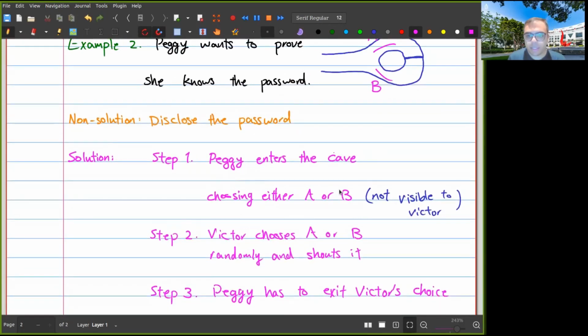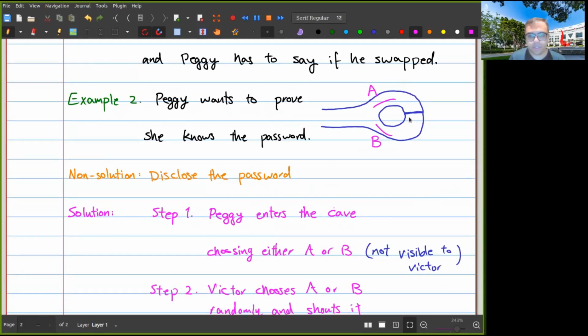Now, again, the really important property is that Victor doesn't learn anything other than this fact. The only thing that Victor knows, the only thing that is added to Victor's knowledge is that Peggy knows this password. Victor doesn't know anything about this password. Victor doesn't know how Peggy is doing this. The only thing that he knows is that Peggy somehow knows this password.